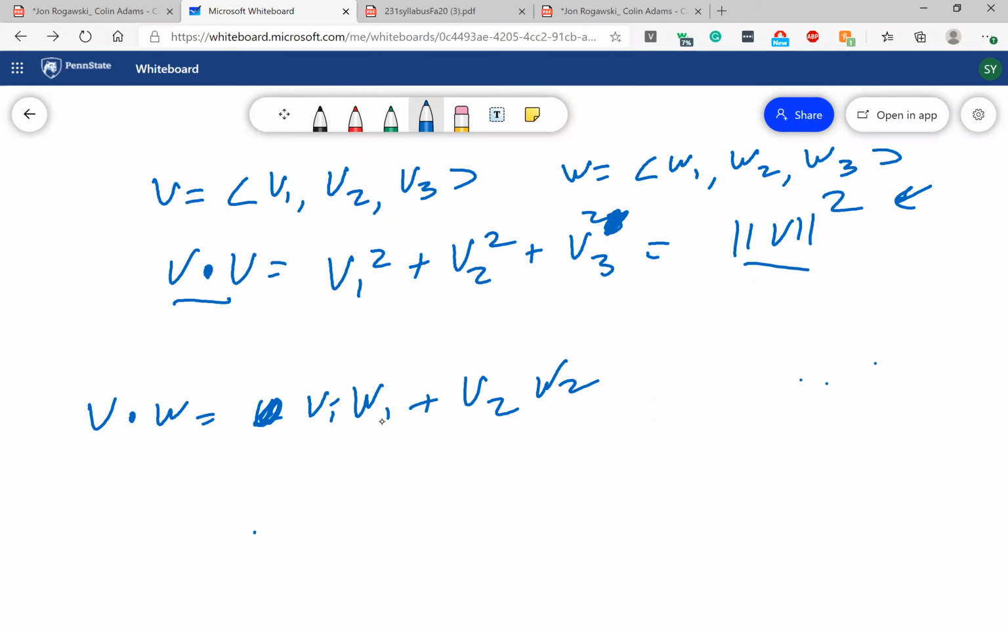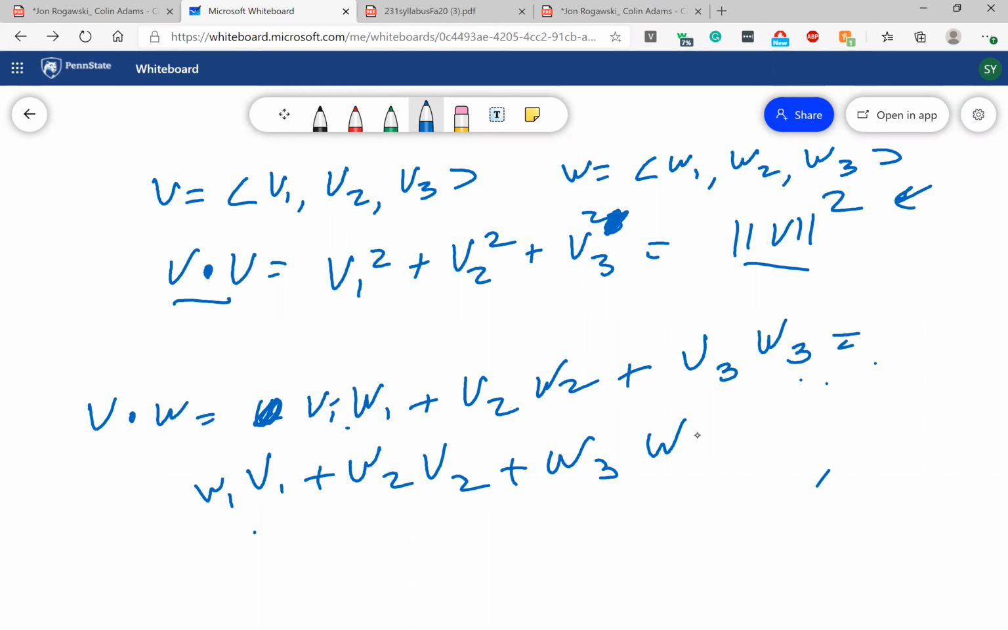So you have V1 times W1 plus V2 times W2 plus V3 times W3. And then you can flip each one of these. So this is going to be equal to W1 times V1 plus W2 times V2 plus W3 times V3, which is going to be equal to W dotted with V. So we see that they're commutative.